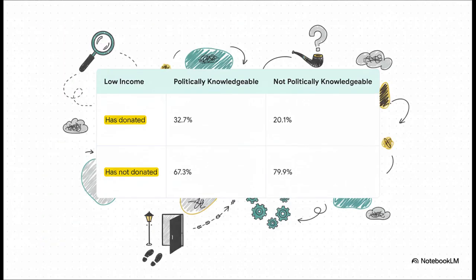Okay, now let's check out the low-income folks. And what do you know? The relationship still holds with about a 13-point difference. So here's the crucial point. Even after we account for income, political knowledge has its own separate effect on donating. Income isn't the whole story.